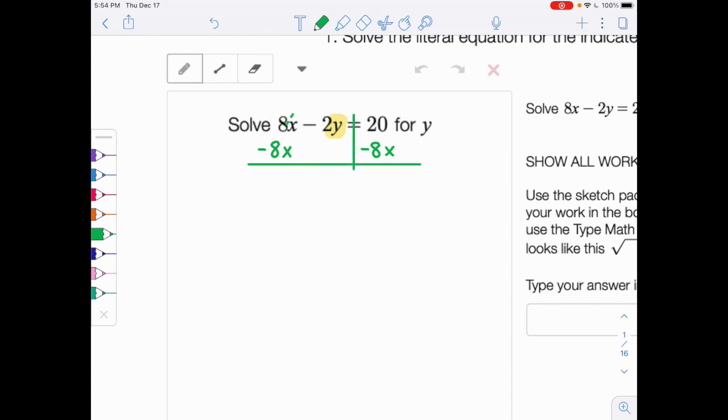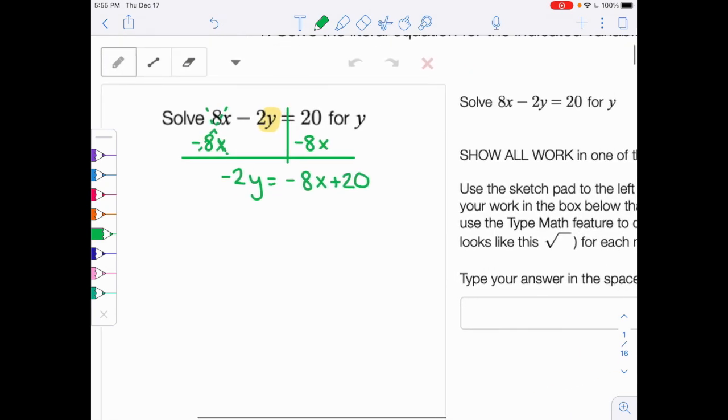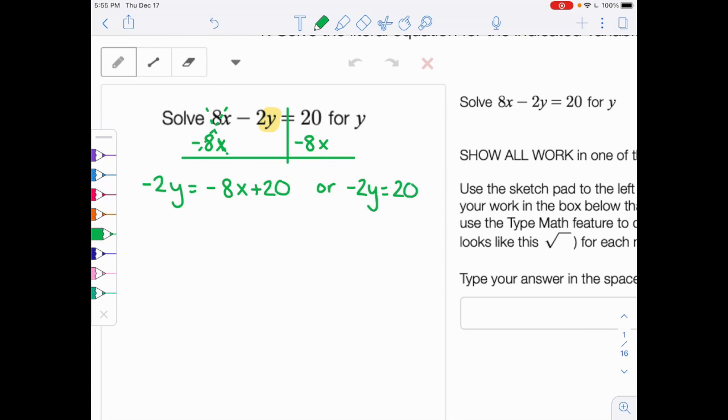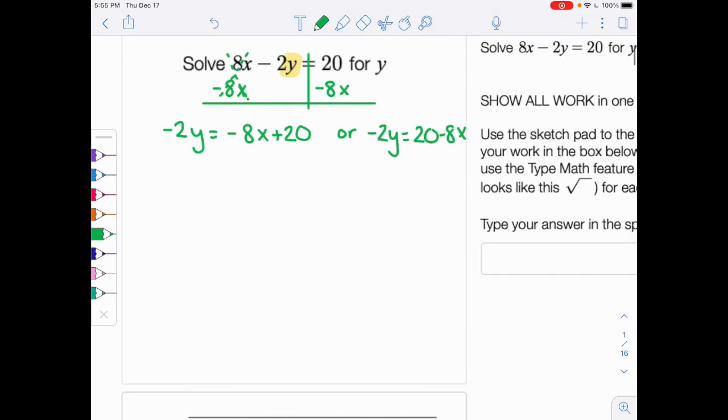8x minus 8x goes to 0, so that goes away, and I'm left with negative 2y equals negative 8x plus 20. I cannot combine those. Those are not like terms. My other option here, so I'll write both and work through both, is you can write it that way, or you could have negative 2y equals 20 minus 8x. Both are acceptable. Just make sure your signs are consistent.